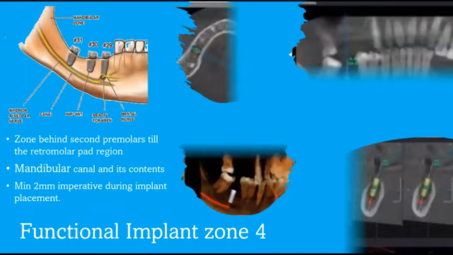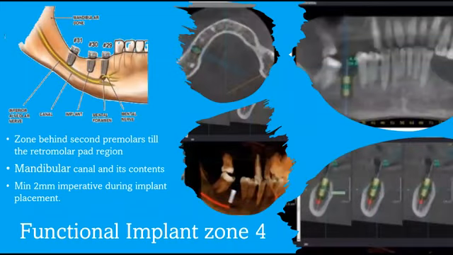The functional implant zone 4 is located behind the mental foramina on each side of the mandible, and it extends from the second premolar region to the retromolar pad. The area of concern in this zone is the mandibular canal and its variations, through which the inferior alveolar nerve and vessel pass. Any damage to this nerve can result in persistent dysesthesia, as it supplies the sensory innervation of the lower lip and also a portion of the face over the mandibular or lower border. A minimum distance of 2 millimeters above the superior border of the canal of the mandibular nerve is to be maintained when placing an implant in this zone.